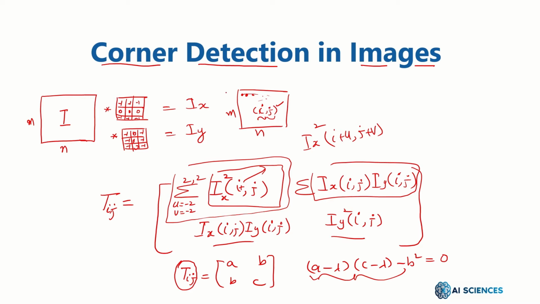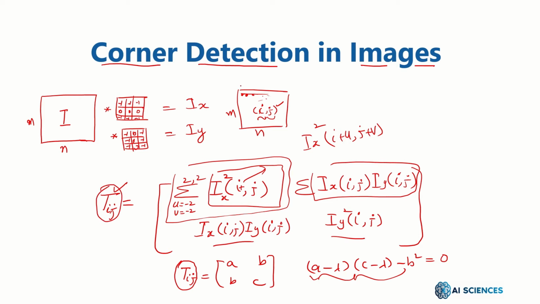So the goal is to iterate over this image for every pixel, generate this matrix, and compute the eigenvalues, and then thresholding the smallest eigenvalue tells us whether it is a corner or not. But the goal is actually to compute eigenvalues for the structure tensor of each pixel.